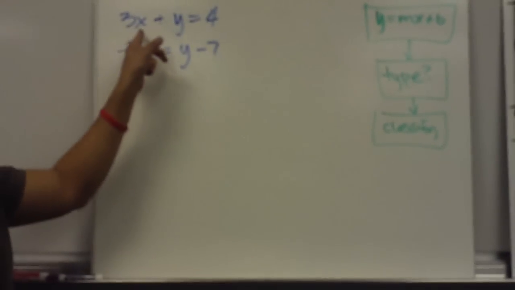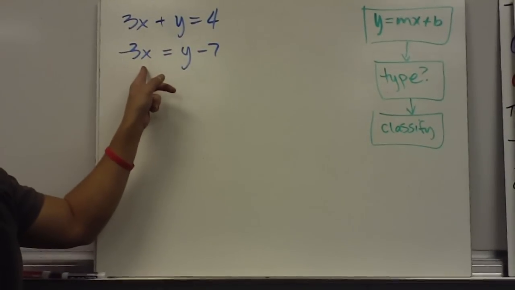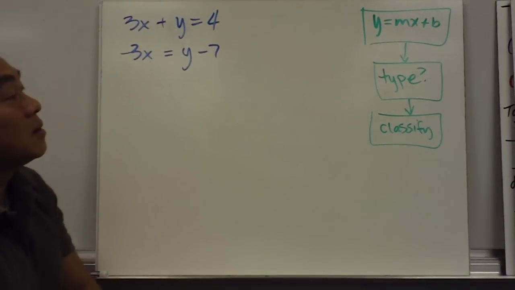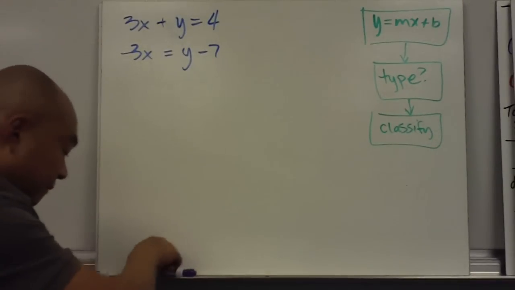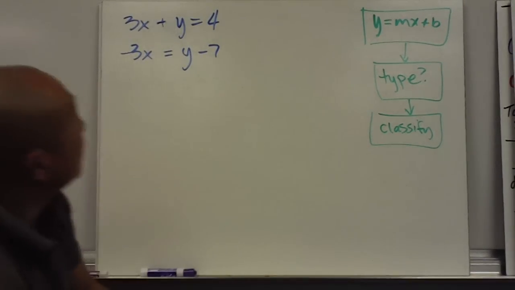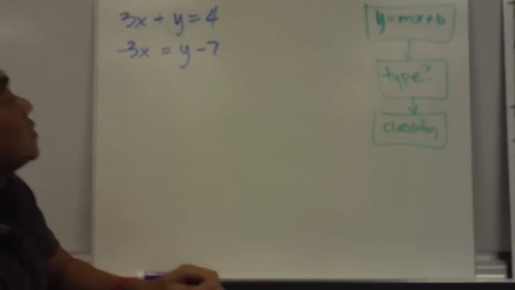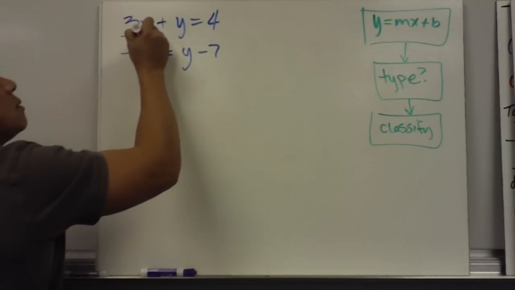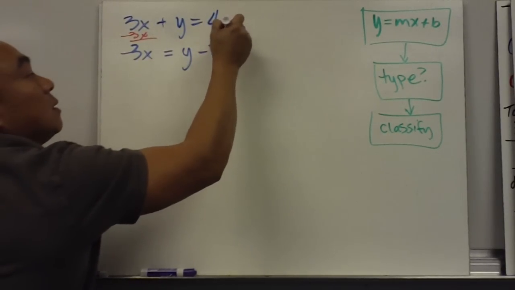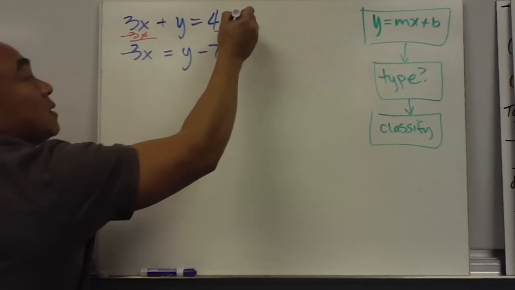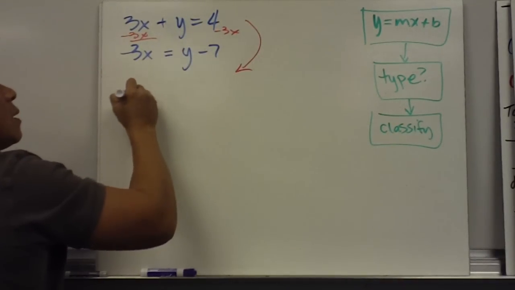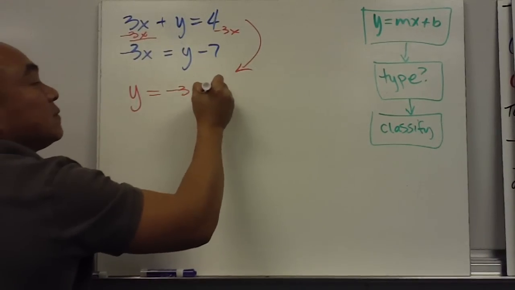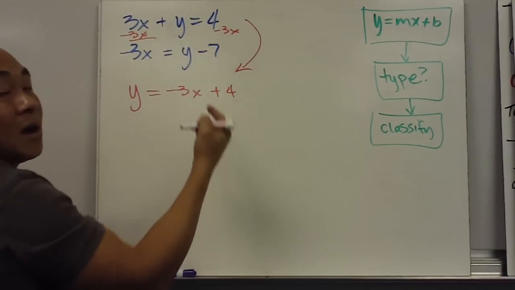Here we have 3x plus y is equal to 4, and we have negative 3x is equal to y minus 7. Let's first make them into y is equal to mx plus b format. Let's take the first one. It's 3x plus y, so all I'm going to do is move the 3x by subtracting it, and then rewrite this one. That's going to look like y is equal to negative 3x plus 4, because that's a positive 4.